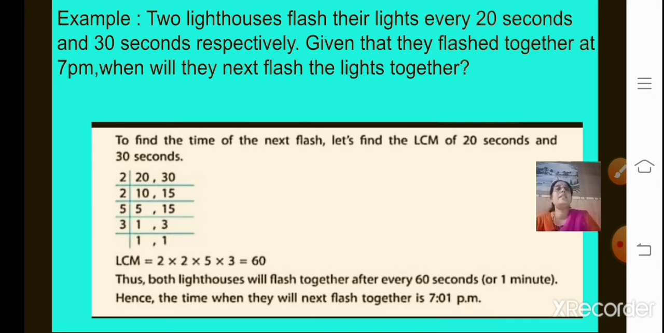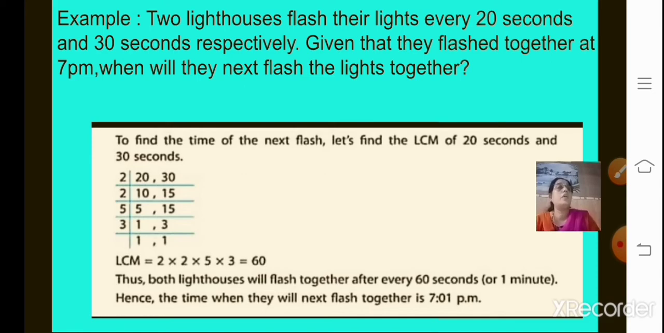Now let us see an example. Two lighthouses flash their lights every 20 seconds and 30 seconds respectively. That means the action is occurring, that is, it is repeated. The flash of lights is repeated. Given that they flashed together at 7 p.m., when will they next flash the lights together?